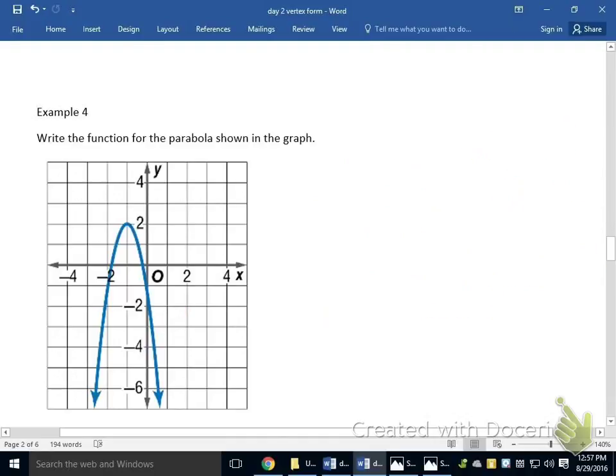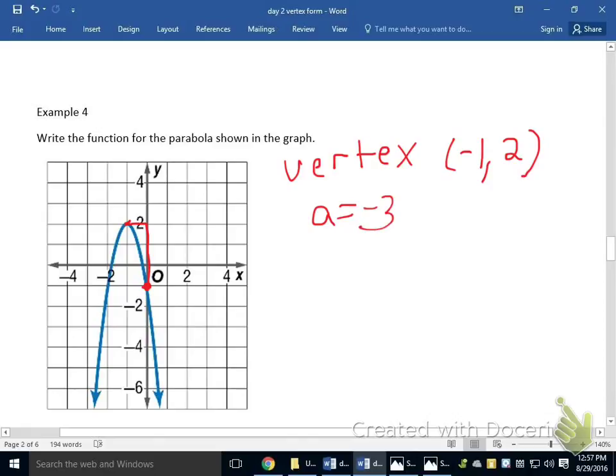So on examples 4 and 5, I'm going to show you a graph of a parabola, and then we're going to write the function. First thing I'm going to do is identify the vertex here, which is -1, 2. Second thing I'm going to do is determine what the value of a is. So when you're at the vertex, when you go to the left or right 1 unit, how far down is it going? It's going down 1, 2, 3 units. So that's actually going to be an a value of -3.